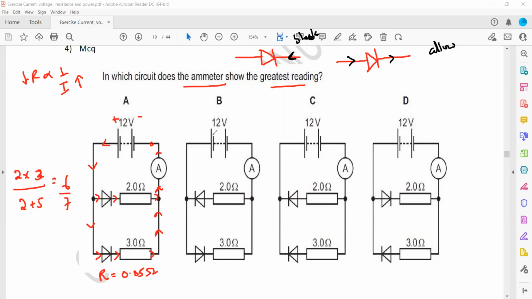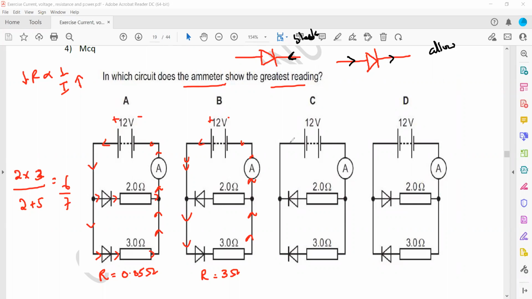When we check circuit B, when the conventional current moves, it cannot pass through this diode because it is in the opposite way. As I mentioned, if the current is coming from the side of the line, it will block that current, so there will be no current here. So all the current will pass through this component. The only active component in the circuit is 3 ohm. So what is the total resistance of the circuit? The total or effective resistance is only 3. Why not 2? Because 2 is not allowing the current to pass, so it is not effective.